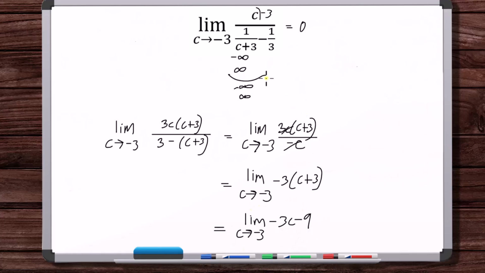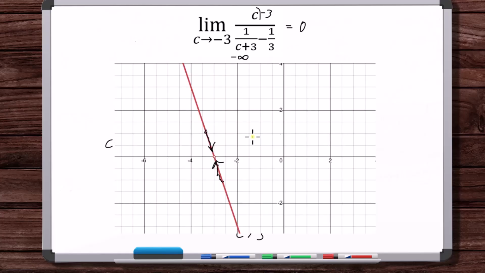This simplifies to a line, but you still have a hole at c is equal to minus 3. This is the line minus 3c minus 9. Again, with a hole at c is equal to minus 3.